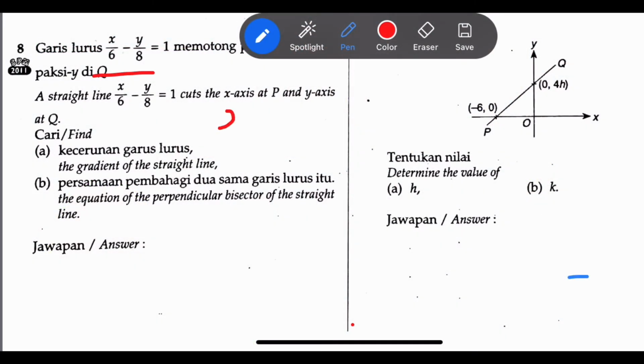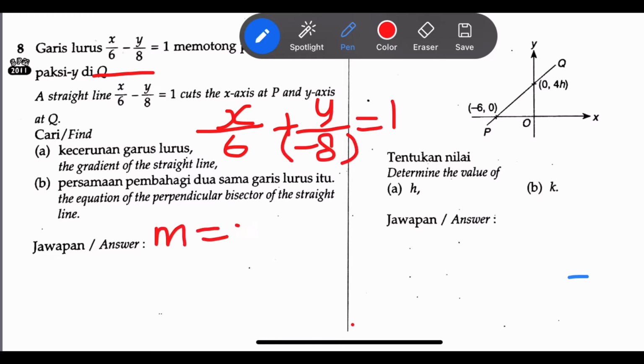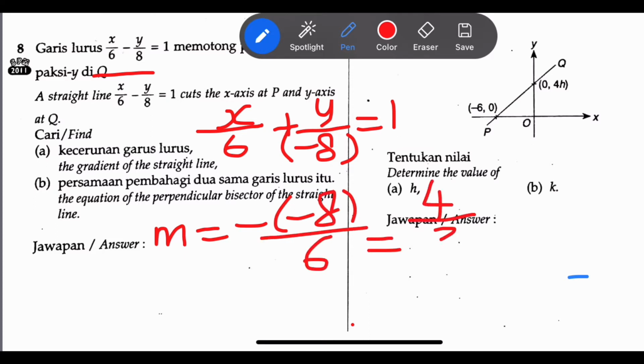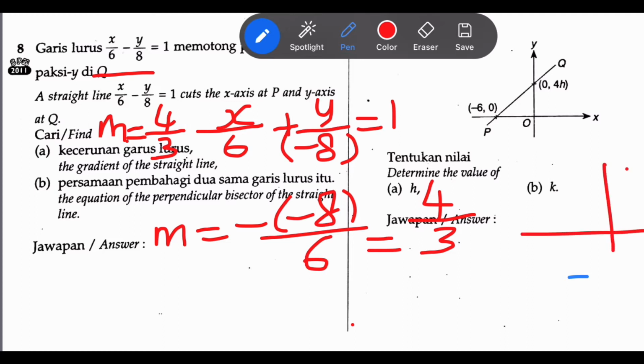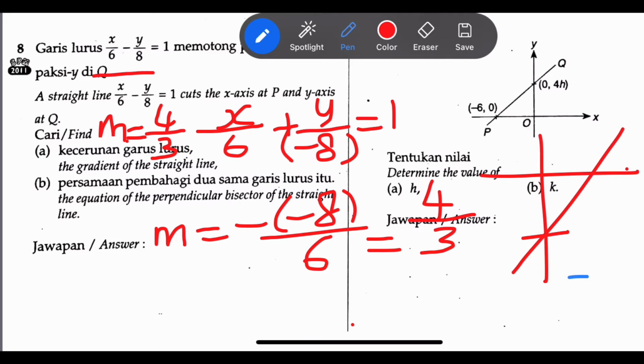Hello guys, let's do revision for trial exam additional maths coordinate geometry. This is an equation in intercept form, so we will find the gradient m is equal to negative b over a. So the gradient is actually positive 4 over 3 because the y-intercept is 8 and the x-intercept is 6. So m is negative b over a.